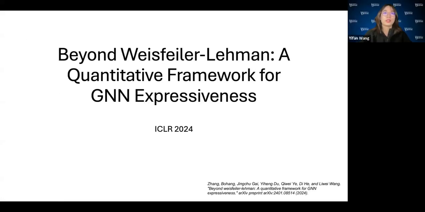Hello everyone. Today I will be presenting the paper Beyond WL, a quantitative framework for graph neural network expressiveness. This work is primarily focused on improving our understanding of the expressive power of graph neural networks. This paper was published in ICLR in 2024.